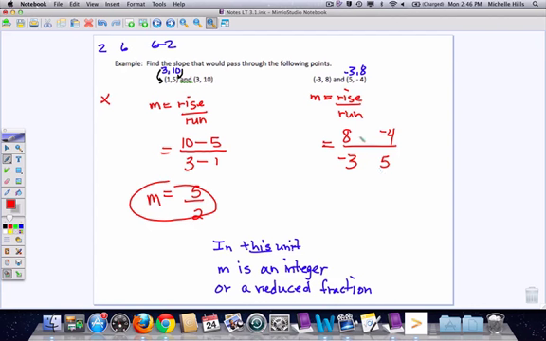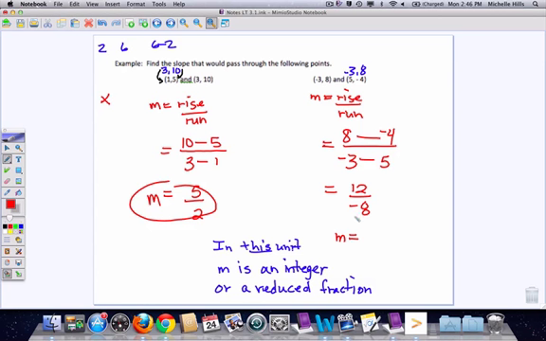If I need to walk myself through why this is subtraction one more time, then you could do that. 8 minus a negative 4 is the same thing as 8 plus a positive 4, so that's 12. Negative 3 minus 5 is negative 8. Now in this case, it's still not an integer. If this was 16 over negative 8, I would just say m equals negative 2, because I could take 16 divided by negative 8 and get negative 2. This is not an integer, so I need to reduce it.